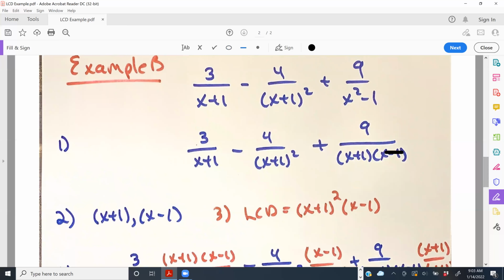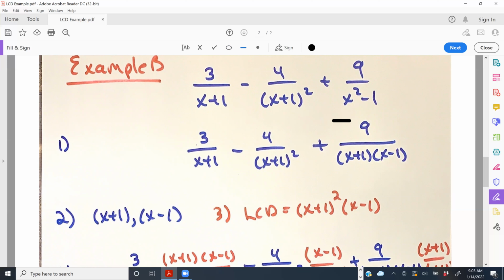So let's take a look at this one, directly out of your web-assigned homework. Here's your denominators. The first two are already factored, but the third one isn't. So the first step, as I outlined above, was to factor all these things. And that just means factoring this as the difference of squares. So hopefully pretty easy there for you.